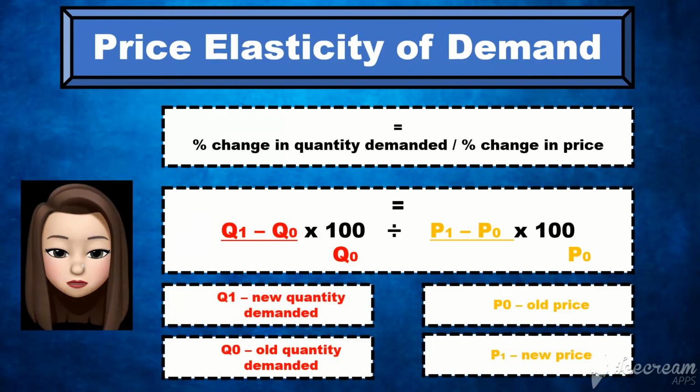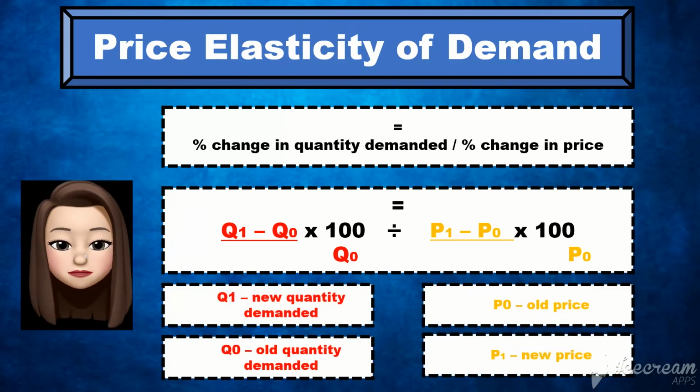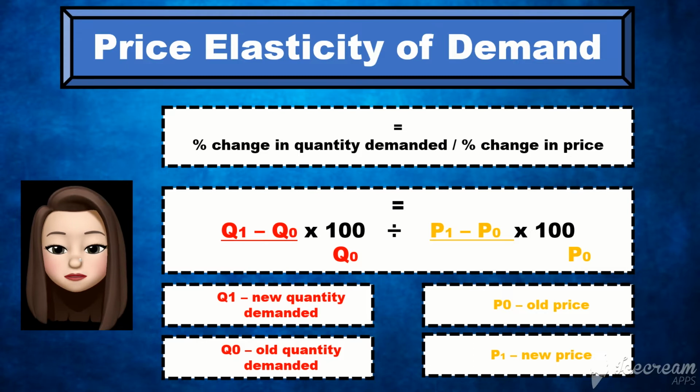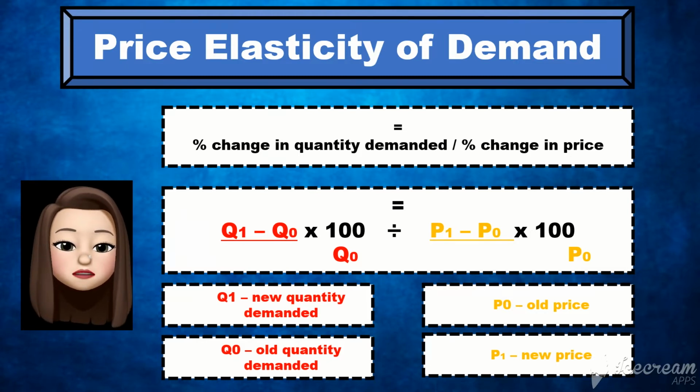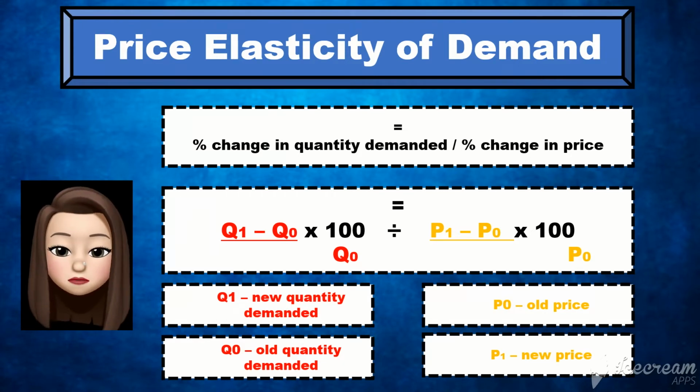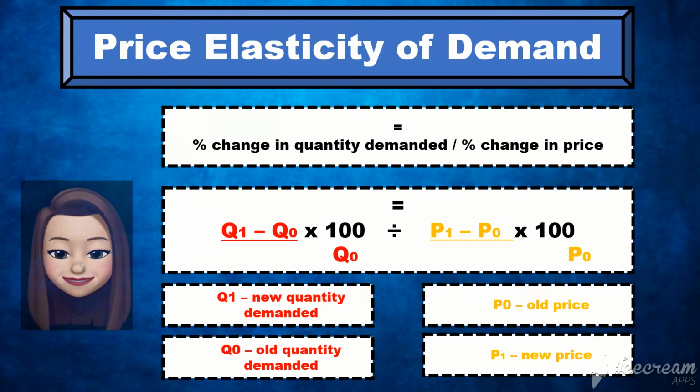So this is the formula for price elasticity of demand. Q1 stands for new quantity demanded, Q0 stands for old quantity demanded, and the same goes for price, P1 and P0. So the formula is new quantity demanded minus old quantity demanded, divided by old quantity demanded, times 100, divided by new price minus old price, divided by old price, times 100.